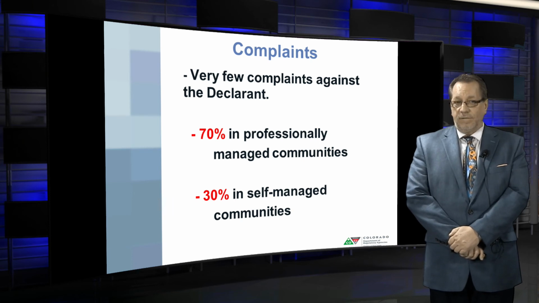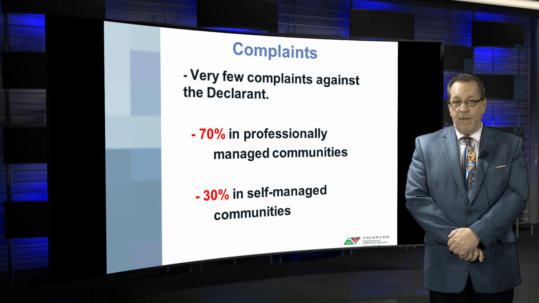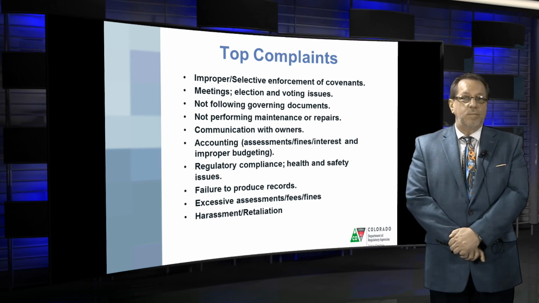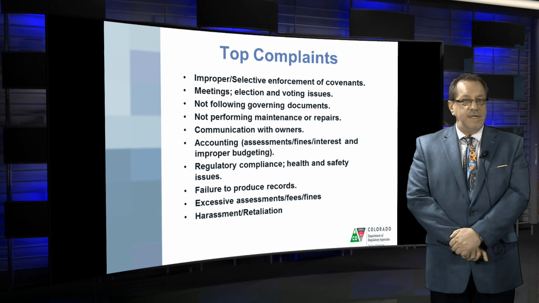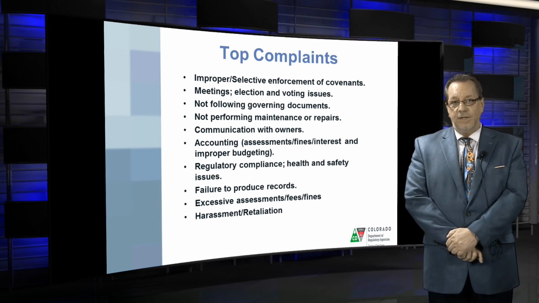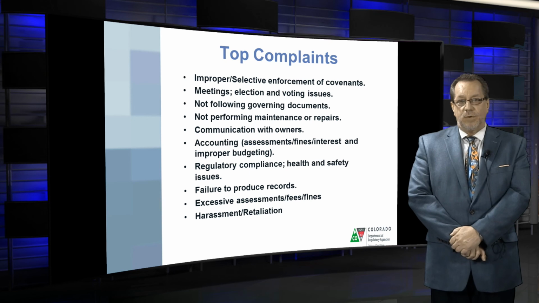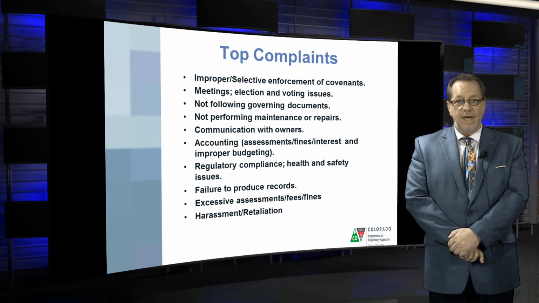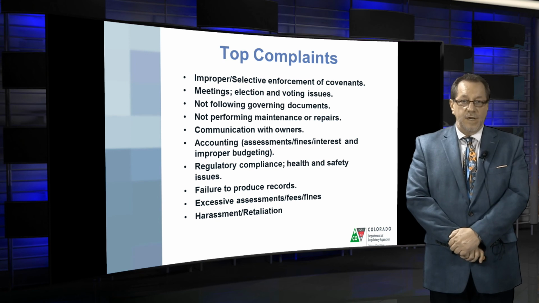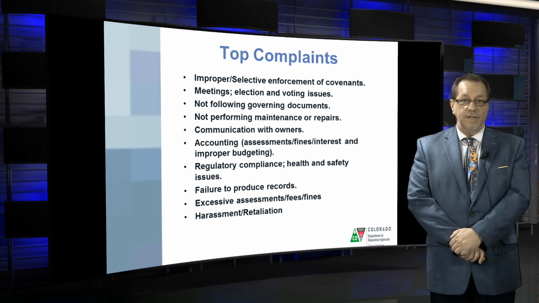However, one startling figure is that over 70% of all the complaints that came in were against communities with professional managers. Top complaints that come in: improper selective enforcement of covenants. And again, the details of all these top complaints are in the annual report. Meetings, elections, proxy issues, everything going down from not following governing documents, which are your covenants, your declarations, your bylaws, your rules and regs, all the way down to failure to produce records and possible harassment and retaliation in the HOA. So we do have the specific numbers for all those types of complaints in the annual report.